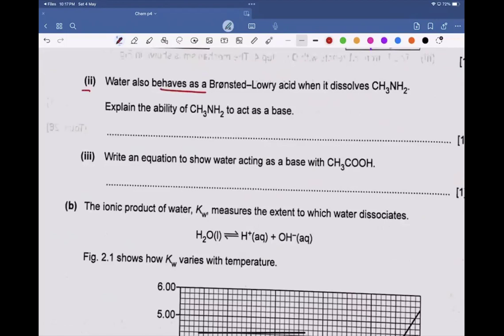Now, part A2. Water also behaves as a Bronsted-Lowry acid when it dissolves in methylamine. Explain the ability of methylamine to act as a base. The nitrogen has a lone pair, and by the lone pair, it has the ability to accept the proton, the H positive ion. That's why it acts as a base.